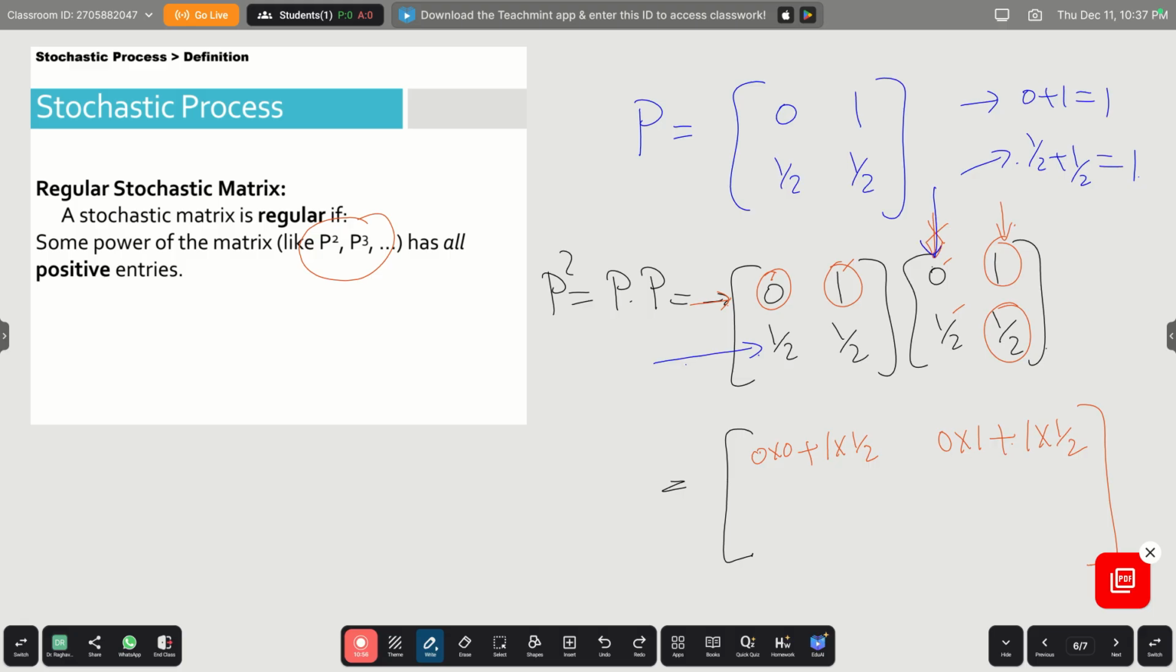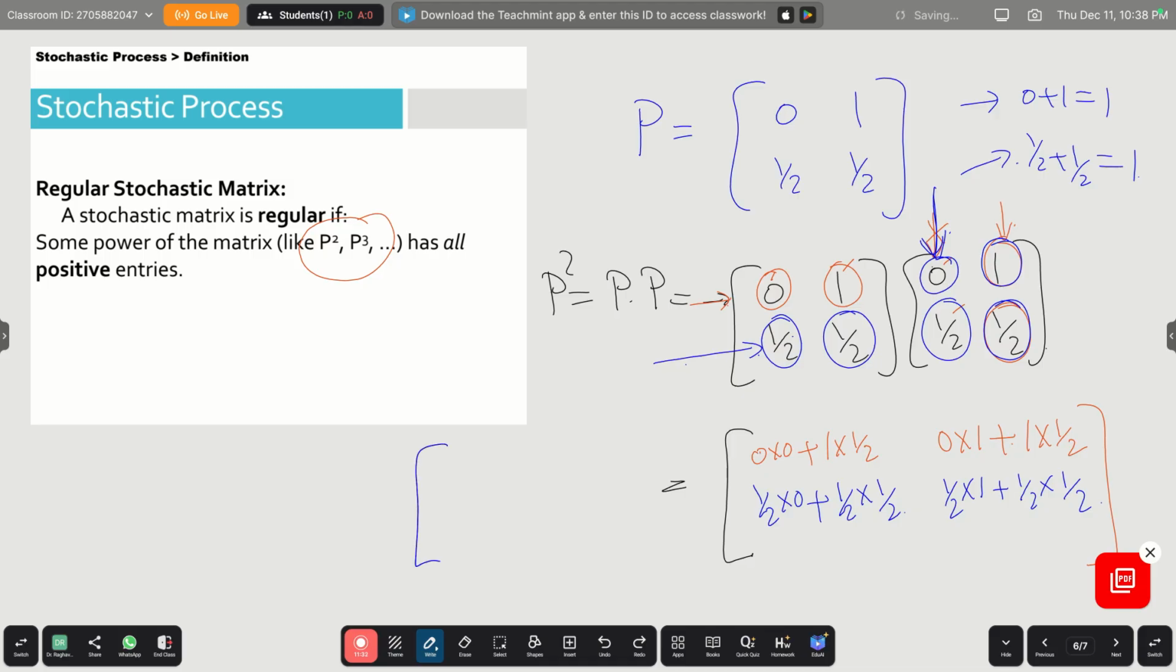Second row with first column. Half into the first element is half. Here the first element is 0. So half into 0 plus second element half into half, 1 by 2 into 1 by 2. So second row, first column is done. Now I'll go for second row, second column. Second row 1 by 2, but second column has the element 1 and half into again half. Alright. So if you compute this, what will you get?